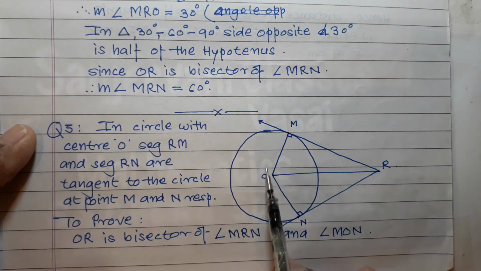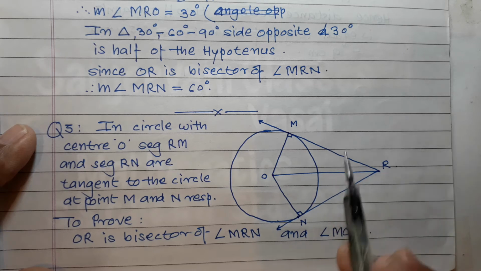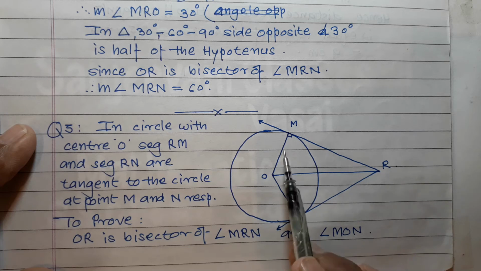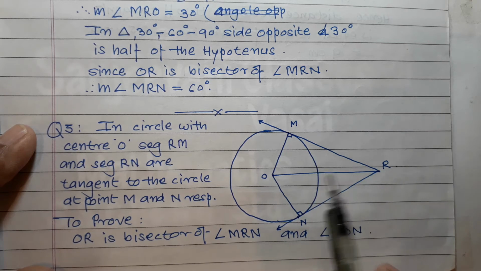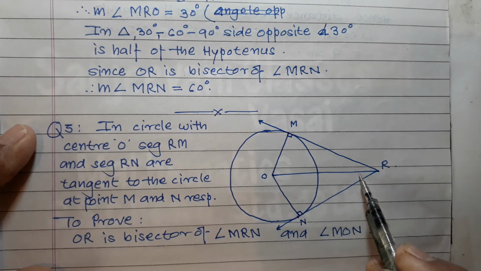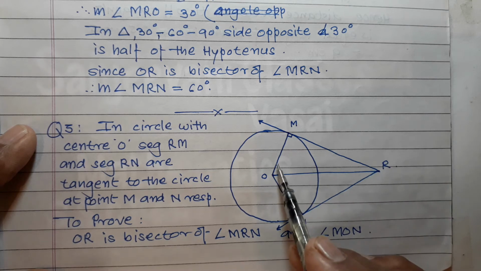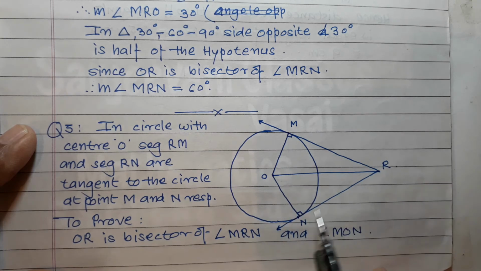How? Now try to understand. In this triangle and this triangle, this side is common, and this side is equal to this side, because this is the radius of the same circle, and therefore these two triangles are congruent, and hence this angle is equal to this angle, and this angle is equal to this angle. Okay, and therefore OR is the bisector of this angle and the bisector of angle MRN.